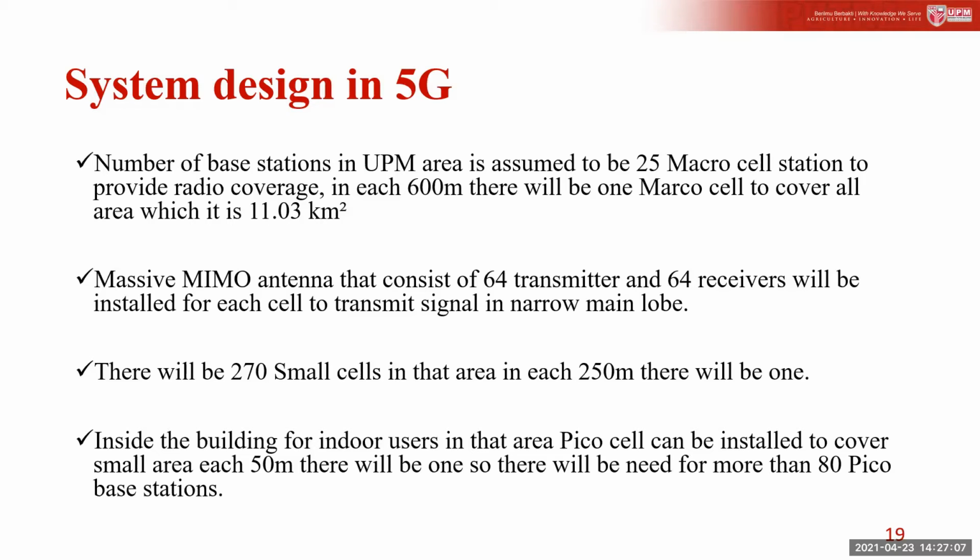This part is system design in 5G. There will be 25 macro cell stations in that area, each 600 meters, and 270 small cell base stations, each 250 meters, and there will be 18 pico base stations in that area, each 50 meters.